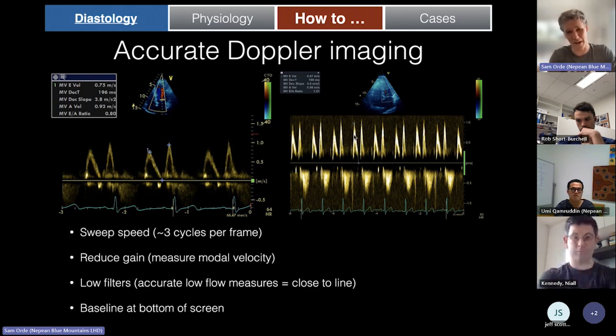Now you can see it's super bright here. Same patient, you can get different looking values. We're looking for the modal velocity, as we call it. So just try and reduce that gain down and try and do the same thing every single time, right?